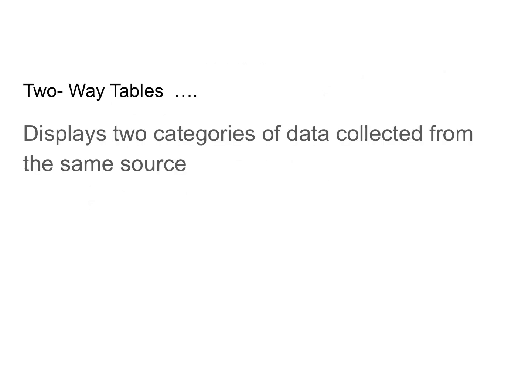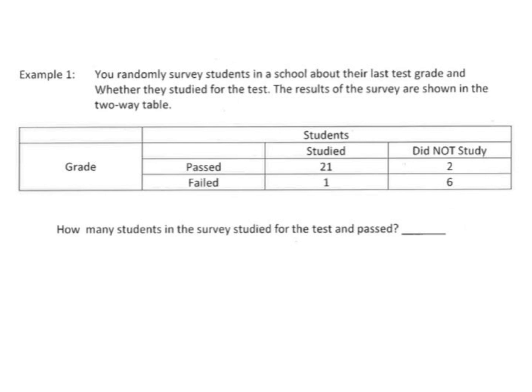All right, so let's turn to the front side of our note page. And where it has two-way tables, again, the definition: it displays two categories of data collected from the same source. Will you write down this definition on the front side of the two-way table note page? Right underneath the definition, we have an example. You randomly survey students in a school about their last test grade and whether they studied for the test. The results of the survey are shown in the two-way table.